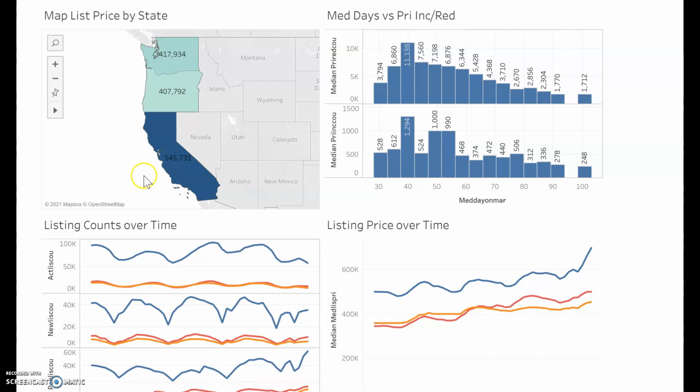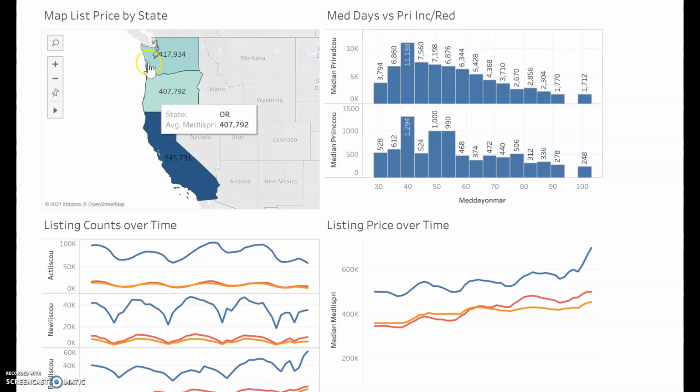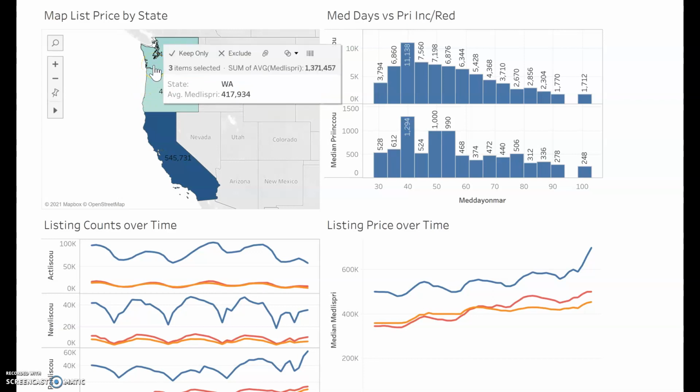So looking at the first map on the top left, we can see that by the darkness of the shade of blue, it shows a more expensive housing market. So the average cost of a home in California was about $540,000, while in Oregon and Washington it was fairly similar at $507,000 and $517,000 respectively.